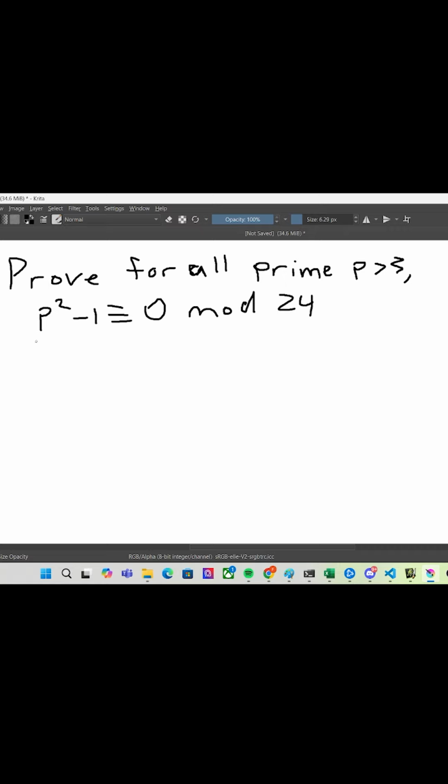So let's dissect this part first. p squared minus 1, we can rewrite this as (p plus 1)(p minus 1). And we can break 24 into 8 times 3. So we know p is odd since it's a prime greater than 3 and 2 is the only even prime. And we know that for all odd numbers, this is congruent to 0 mod 8.